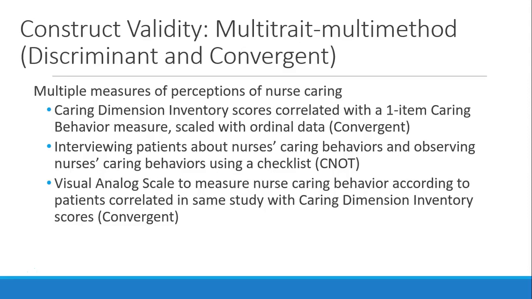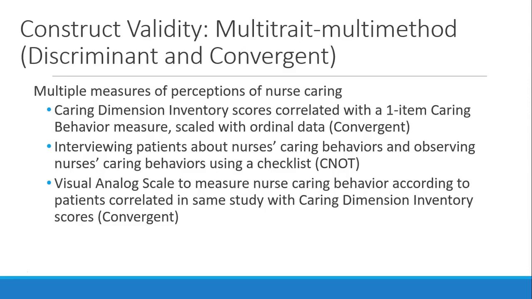So let's say that there are multiple measures of nurse caring. The Caring Dimension Inventory score is correlated with a one-item caring behavior measurement, and that's just one item. And they basically had that as an ordinal scaled item, and they found that in fact there was convergent validity. Also, interviewing patients about nurses' caring behaviors and observing their behaviors using a checklist, you could compare the CNOT instrument.